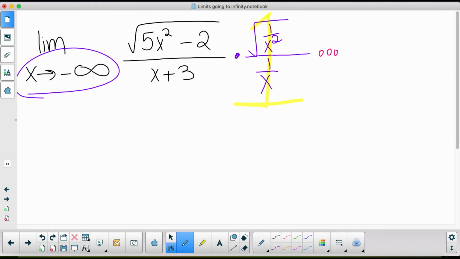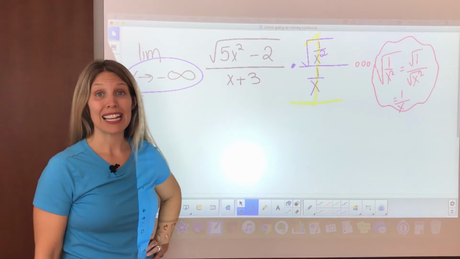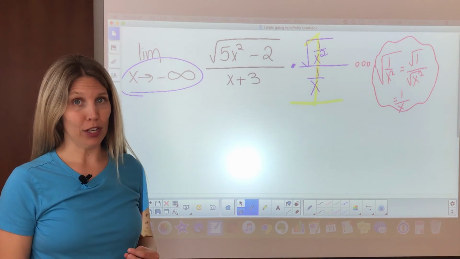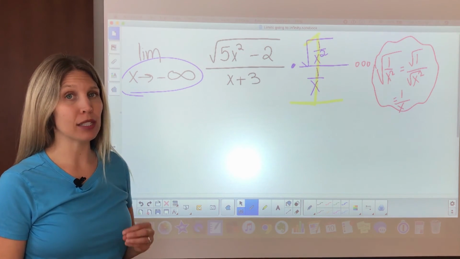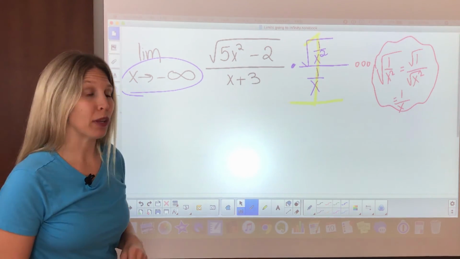Let's take a thought bubble. If we take this square root of 1 over x squared, you can rewrite it as the square root of 1 over the square root of x squared. Well, the square root of 1 is 1. The square root of x squared is x. So now you see that our denominator and our numerator are the same. They just look different. But it's okay as long as it's a 1. So now let me show you how we multiply this out.